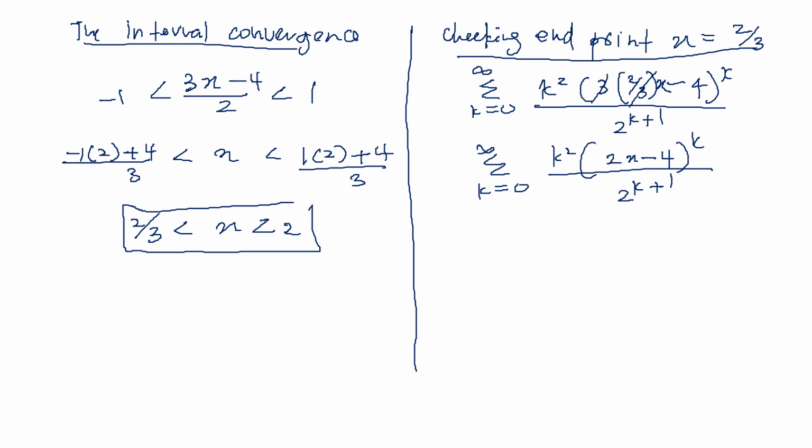Next, we can simplify this one. Oh, sorry, there's no x, since we have substituted the value for x here. So you will get this one as 2 minus 4, negative 2, to the power of k.